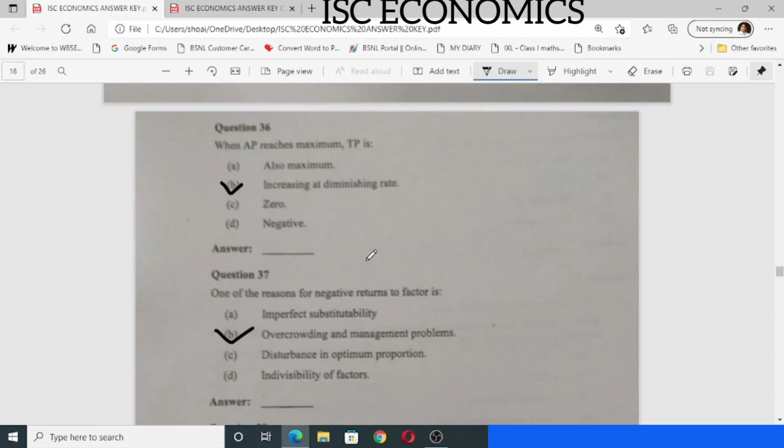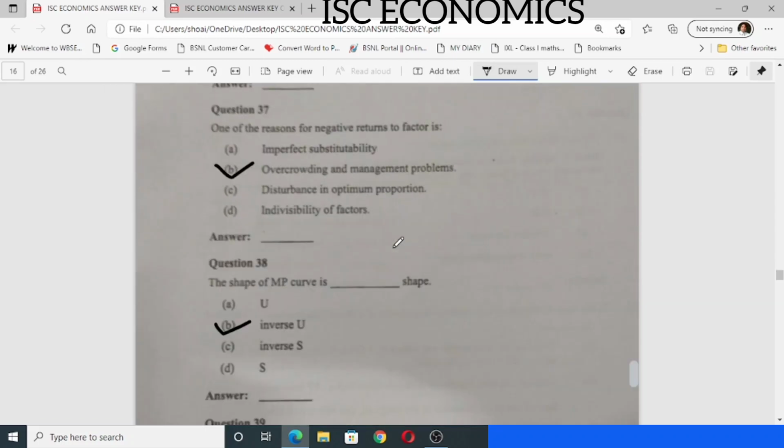36. When AP reaches maximum, TP is increasing at a diminishing rate. 37. One of the reasons for negative returns to factor is overcrowding and management problems. 38. The shape of the MP curve is an inverse U shape.